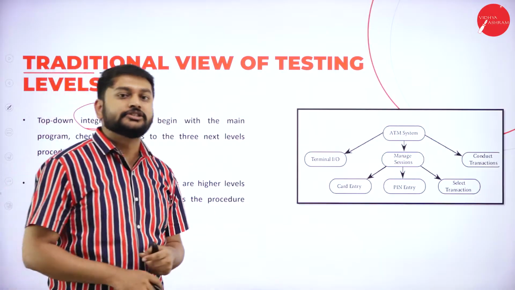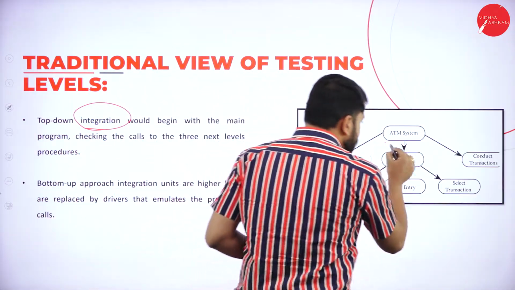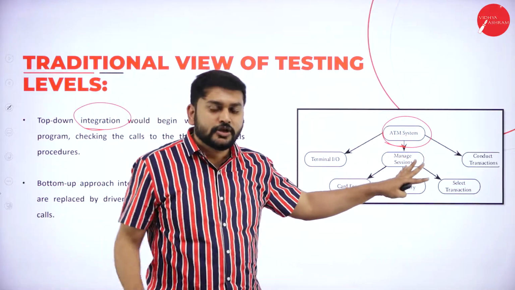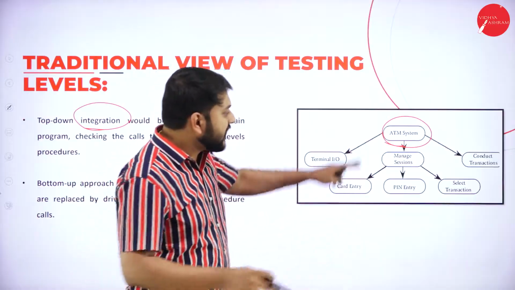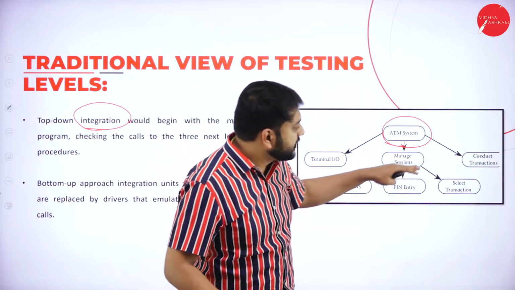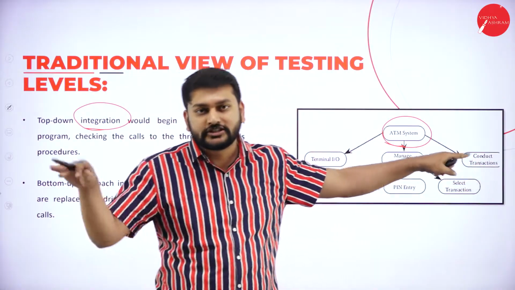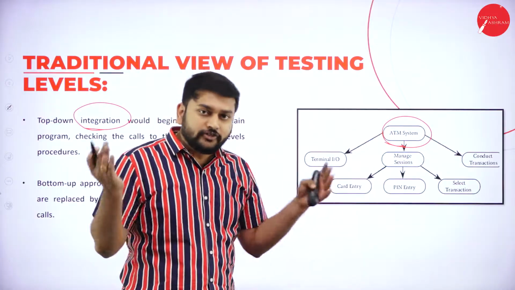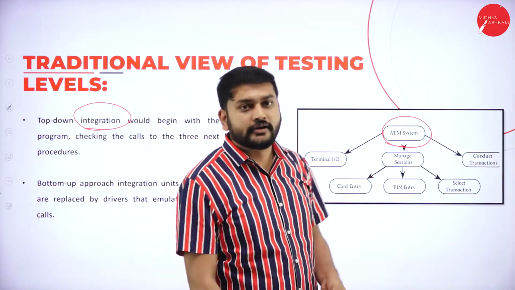Top-down integration in the sense, what is the meaning of top-down integration? First I will come to this main module. This is what I will call a main module. So here consider this example. I have the ATM system. So the ATM system is the main module. This ATM system has submodules: terminal input output, manage sessions, and conduct transaction. These are the submodules that I have in the first level. So first I will come to the ATM system. Then after that I will come to terminal input output, manage sessions and conduct transaction.